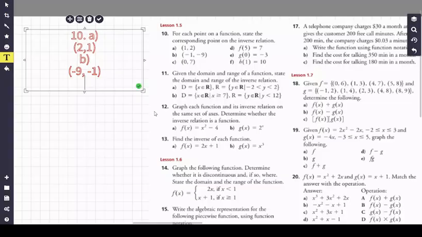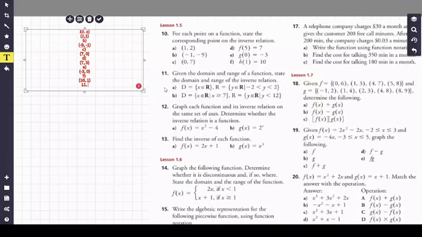So 0, 7 becomes 7, 0, and then for d we have f of 5 equals 7, so x is equal to 5 and y is 7. When we switch those around, it's 7, 5. And then e, when we have x equal to 0, y equals -3, we'll have -3, 0. And for f, we'll have 1 and 10, so 10 and 1 should be our inverse. Let's go ahead and get on to question 11.